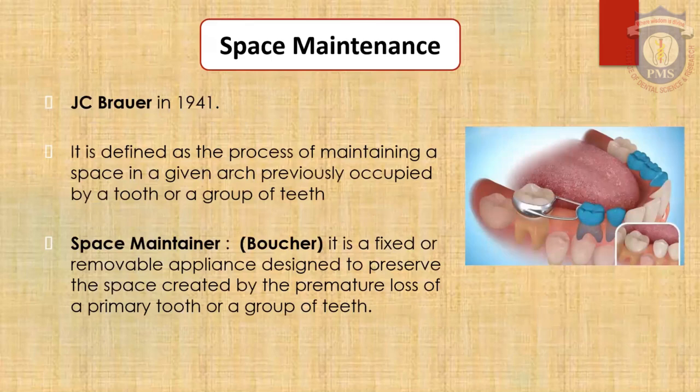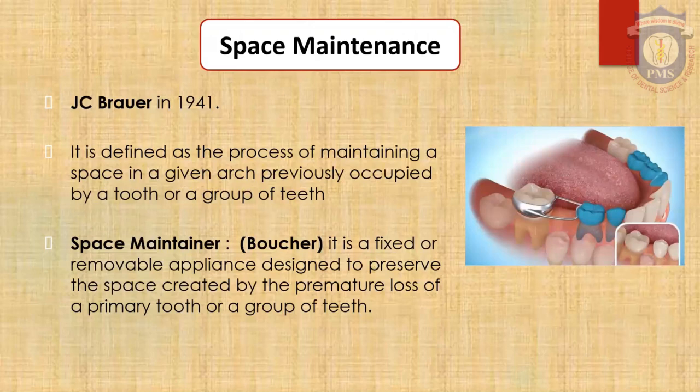So let us define various terms. First one is space maintenance. It was described by J.C. Brewer in the year 1941. It is defined as the process of maintaining a space in a given arch that was previously occupied by a tooth or a group of teeth.